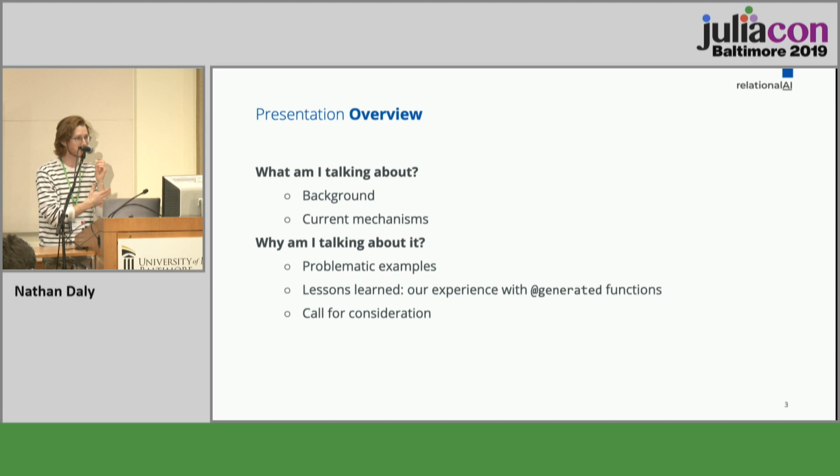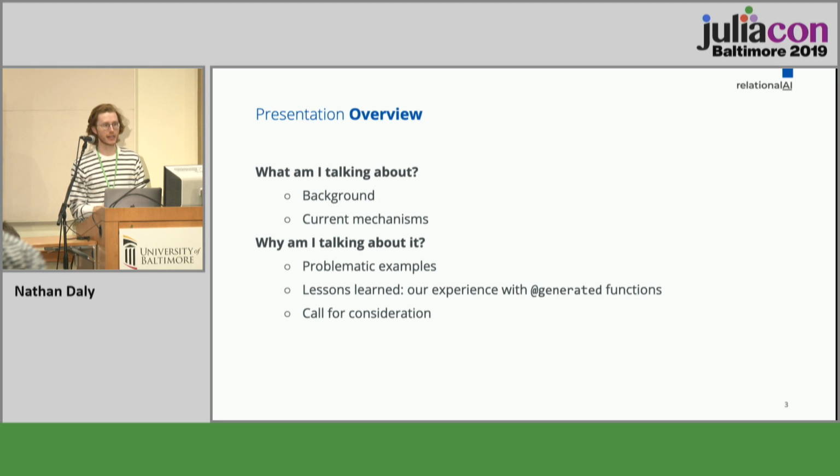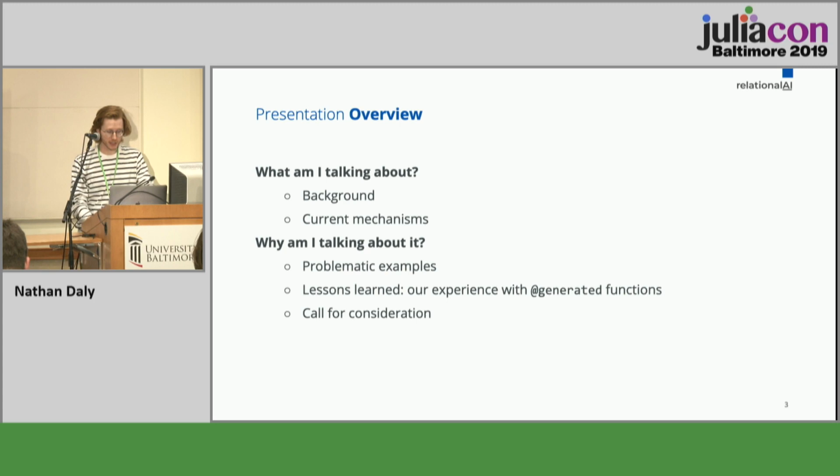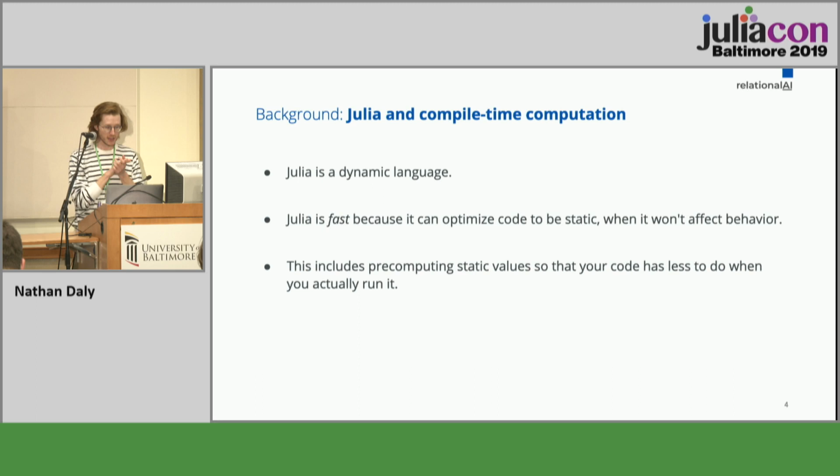So I'm going to real quick give some background on what I mean when I say those words, and what the current mechanisms that exist in Julia are for addressing this problem. And the reason I'm talking about it is because then I'm going to cover some examples that we've run into in our work where it wasn't super obvious how to apply the current mechanisms to these problems. So I'll go through some problematic examples and then cover some of our lessons that we learned from trying to use generative functions and finally ask for your thoughts. So we're doing background now.